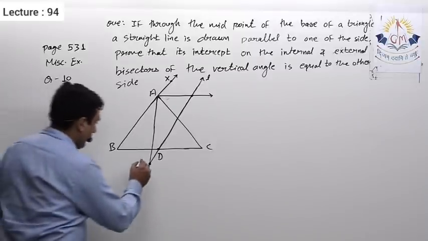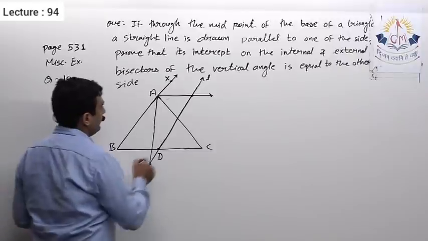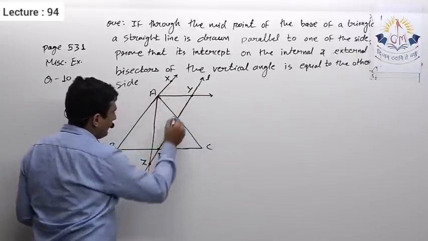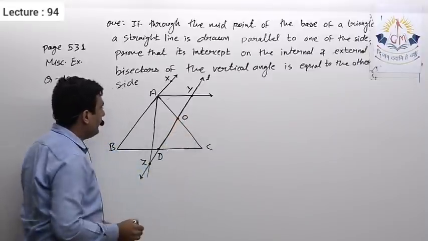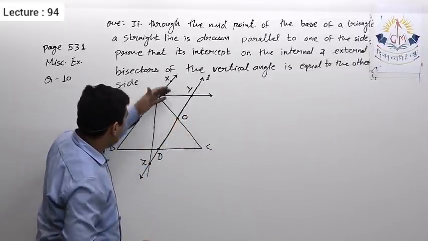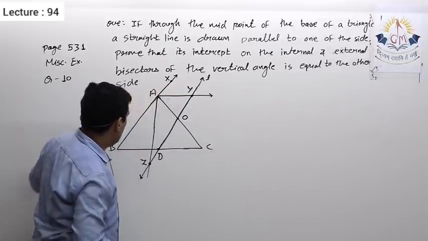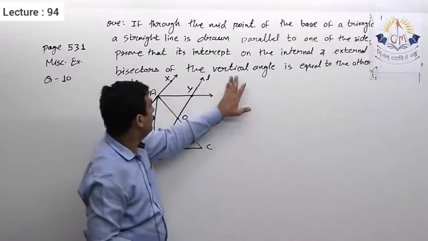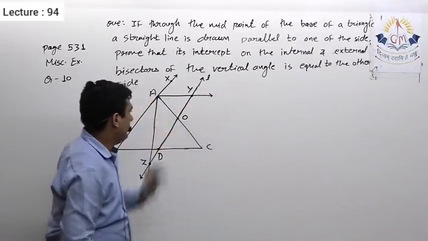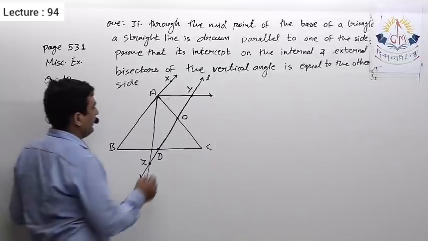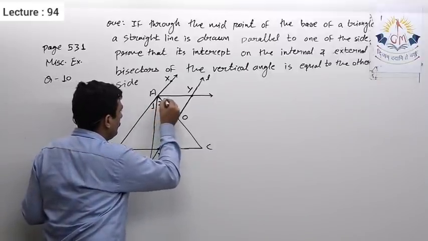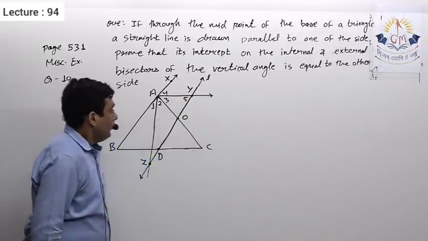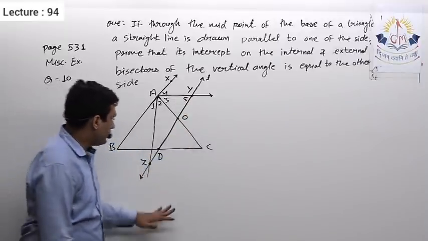Let this point be Z, this point is Y, let this point be X, let this point be O. So I have to prove YZ is equal to AC. Let these angles be 1, 2, 3, 4, and let this angle be 5. I hope the question is clear to you.